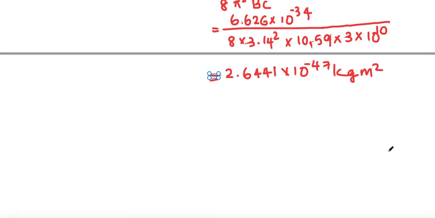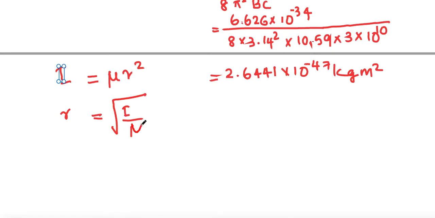So we got the moment of inertia, but we are asked to calculate the bond length. So we know that moment of inertia I is equal to mu r square, where mu is the reduced mass. So from this, r is the bond length, where r is equal to square root of I by mu. Now the question is very simple. We only have to find out the reduced mass. Now we know that reduced mass has a relation 1 by mu equal to 1 by m1 plus 1 by m2, where m1 and m2 are masses of the two constituent elements of the compound.